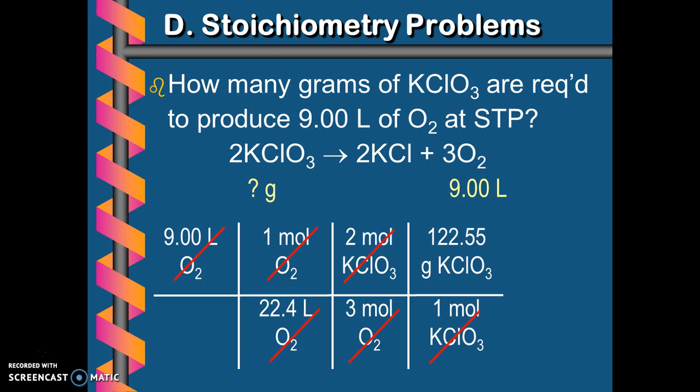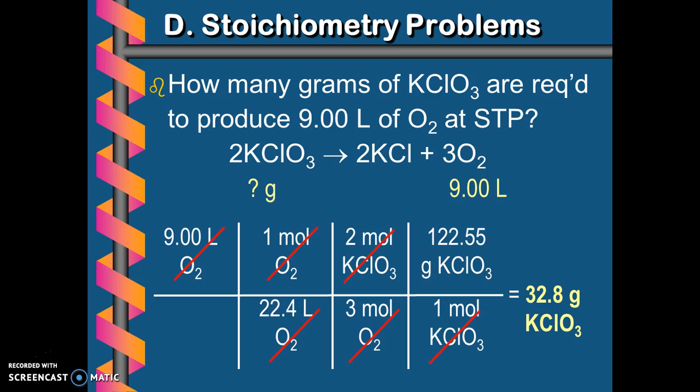So now all we have to do is do the math. And remember, we want to multiply by every number across the top and divide by every number on the bottom. So we're going to take 9 times 2 times 122.55 divided by 22.4 divided by 3, and that's going to be equal to 32.8 grams of potassium chlorate. So if we want to produce 9 liters of oxygen, we need to measure out 32.8 grams of potassium chlorate.